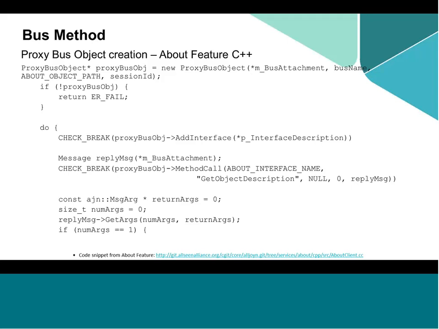And then once you get this back, AllJoyn will put the reply in through the proxy bus object, and then we can go ahead and look at the number of arguments and see if there was an error, or parse out and actually start to analyze the return value.